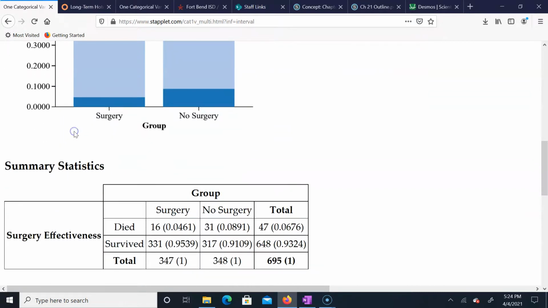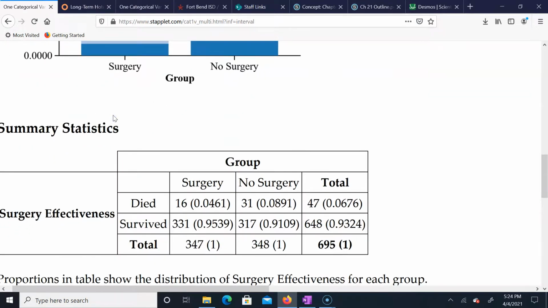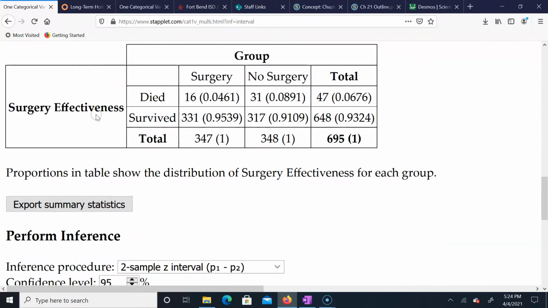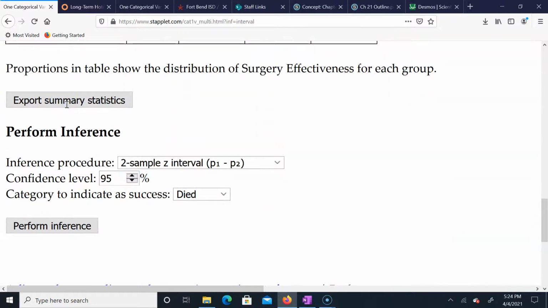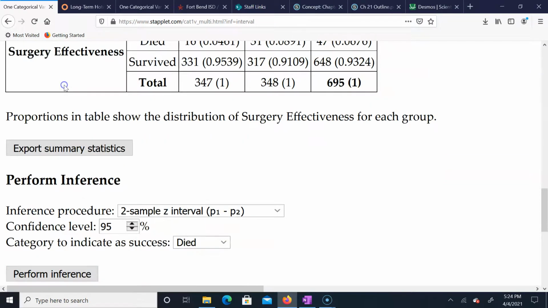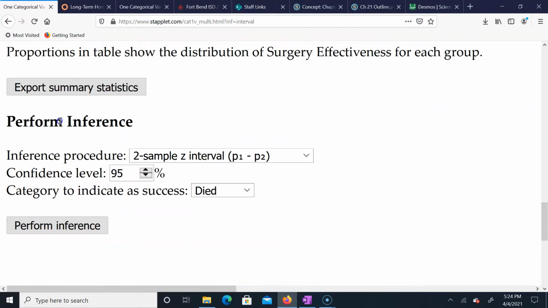And begin analysis. And we get our P and Q. You'll see those. Those are what we calculated. You didn't have to calculate all that by hand. You could do it like this right here. And we're going to do an interval of P1 minus P2. And a confidence level of 95%. It's interesting to call died the success here, but that's just technically what it is.